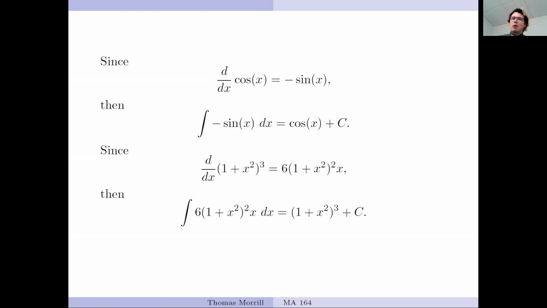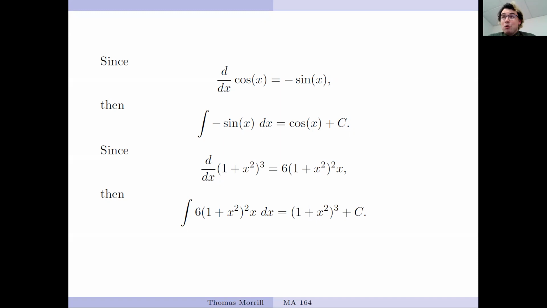Let's take one that's a little bit more complicated. Let's have this polynomial. So here I want the derivative in the variable x of the function 1 plus x squared, that whole quantity raised to the third power. Now, we could multiply that out, but I don't want to, so we won't.